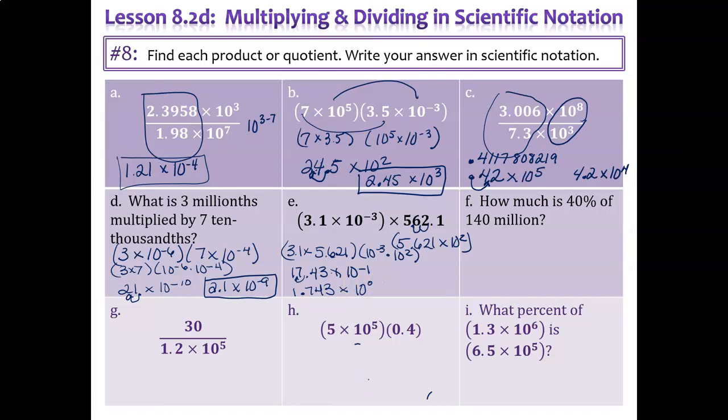And this, F, is the last one we're going to do. How much is 40% of 140 million? So 140 million in scientific notation is 1.4 times 10 to the 8th. And then to get 40%, you're going to multiply by 4/10. Okay, let's put 4/10 in scientific notation. We're going to move that decimal point this way. So it's 4 times 10 to the negative 1st.